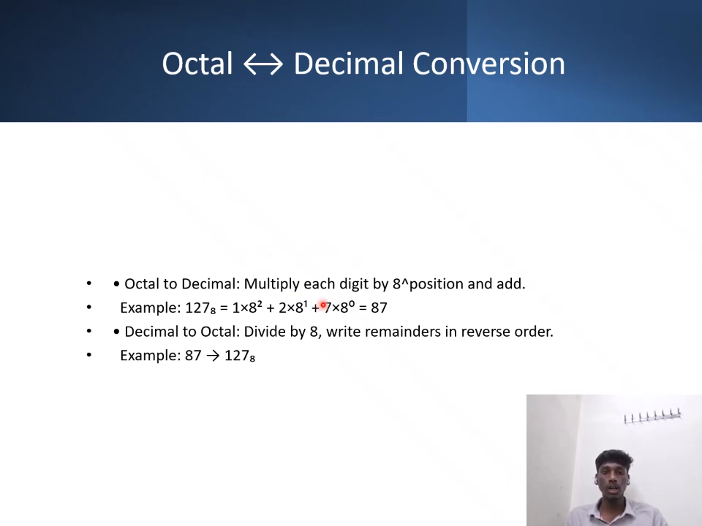Now we will see the conversion from decimal to octal. To convert decimal to octal, we use repeated division by 8, and we write all the remainders in reverse order, as in binary to octal. And here is the example: 87 is converted into the octal number 127 base 8.